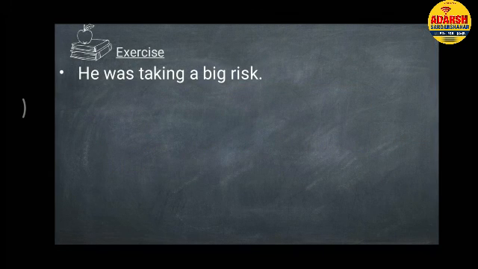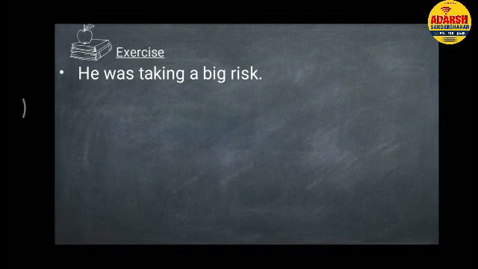The first sentence of this exercise is: he was taking a big risk. So in this sentence, first of all, with the help of the helping verb, we know that this sentence is of past continuous tense, because the helping verb here is was plus verb's fourth form. So this sentence is of past continuous tense. Now let's go through all 5 steps.